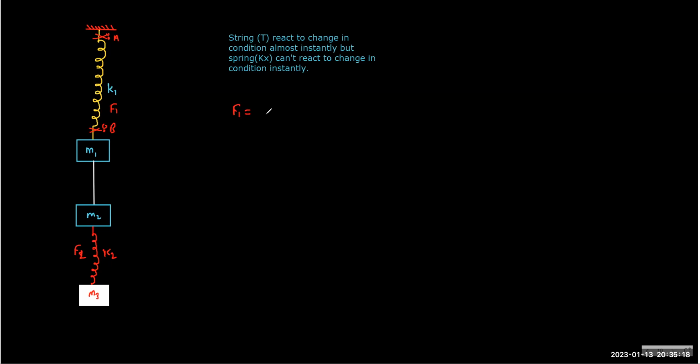So what happened when A is cut? No, nothing is cut right now. Before you cut anything, both the springs are at rest, right? Both the springs are at equilibrium. The entire system is at equilibrium, right?